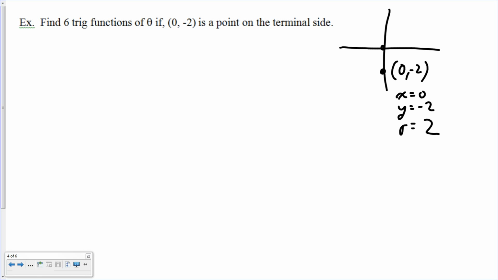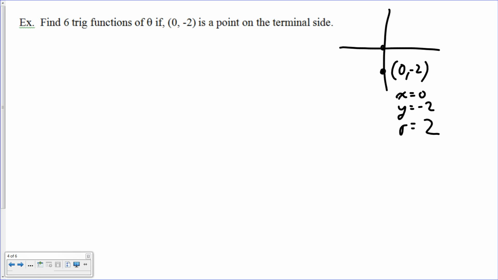Notice, I'm not drawing a triangle. I am just drawing a point on the axis. There are two different ways of doing this. If it's not on the axis, you draw in a triangle. If it is on the axis, you just draw the point and figure out your distance, which could be the absolute value of that number, like negative 2.